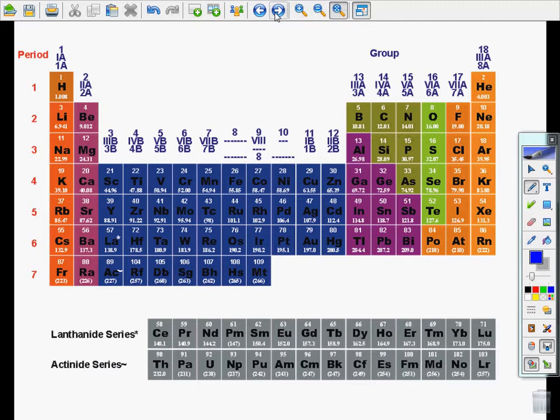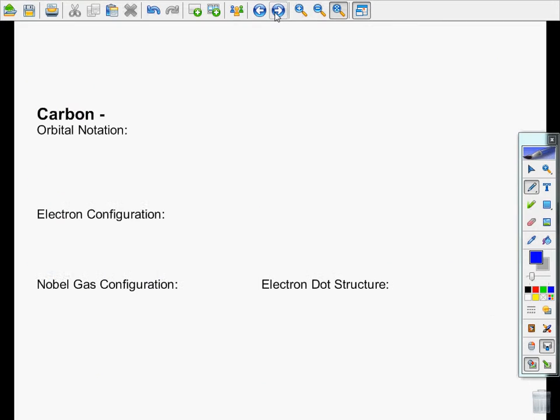What it means for something to be in the S or D or P block is that the electrons on the very outermost part of the atom are going to be in that particular orbital. So our first example is carbon. First, we need to know how many electrons carbon has. How do you find that out? It's the same as the number of protons, which is six. So carbon has six electrons.